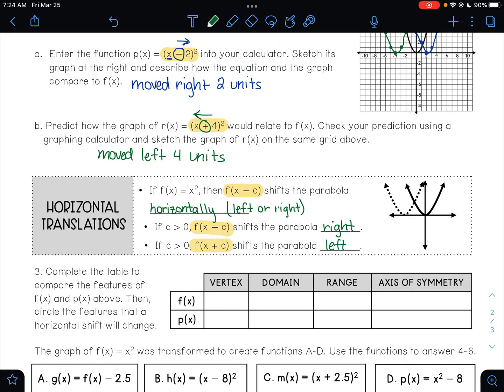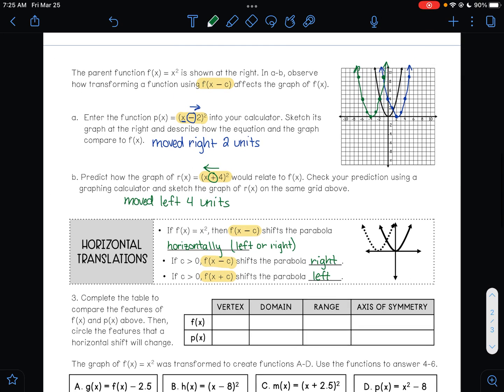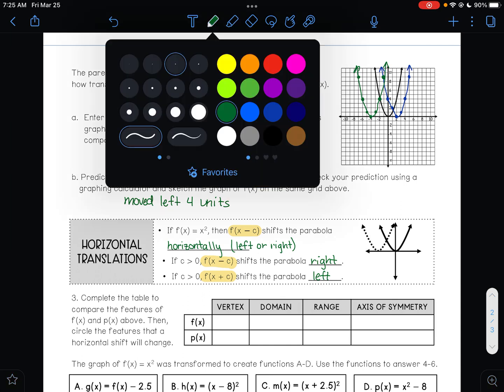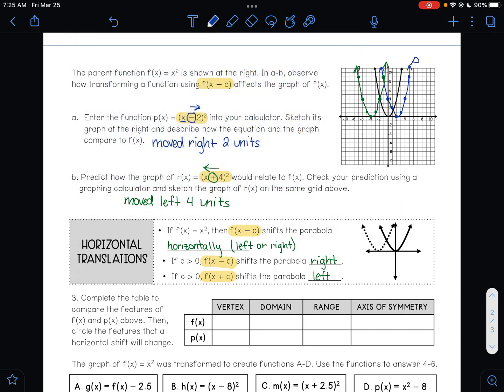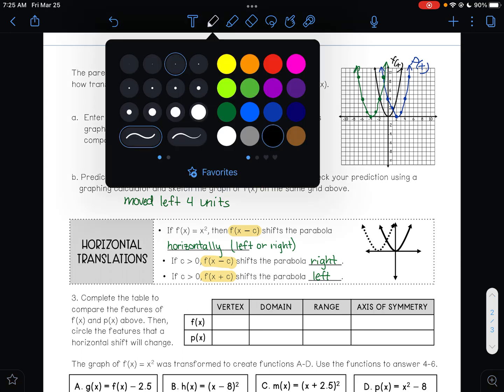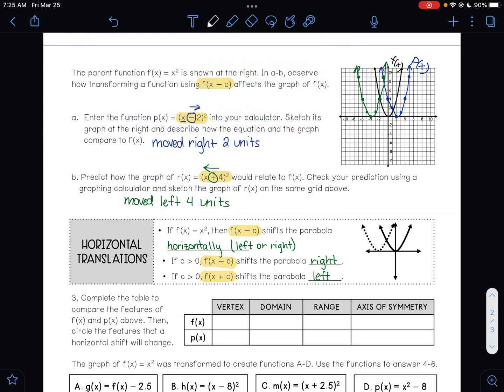Okay, so we want to complete the table to compare the features of f of x and p of x above. Then circle the features that a horizontal shift will change. So p of x was my graph in blue, so that's this graph right here, p of x. And f of x was the one that was given to us, the original function. Okay, so let's compare. We're going to start with f of x.